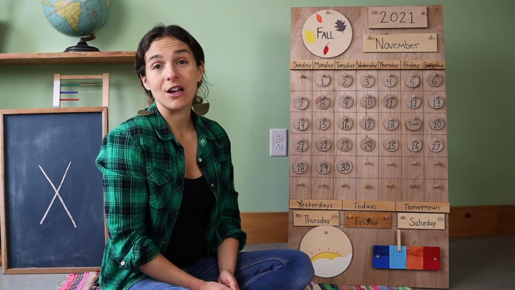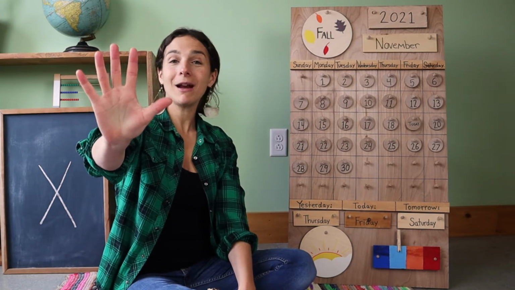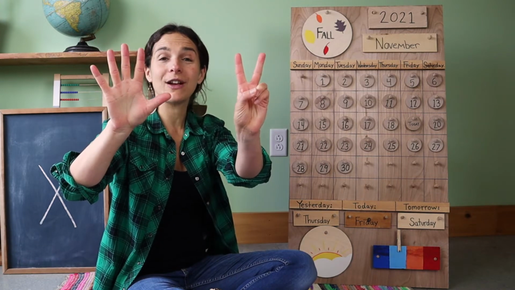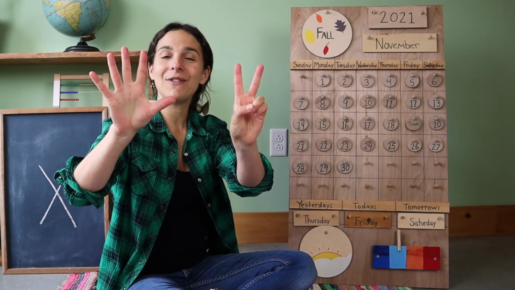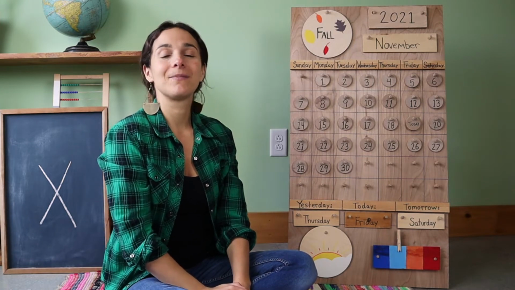Now, for this next song, we need to hold up 7 fingers like this. We'll start with one hand, 5 fingers on this hand, plus 2 more fingers make 7. 7 fingers for each day of the week. Sing along with me if you know the words.